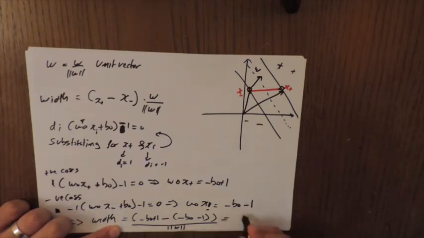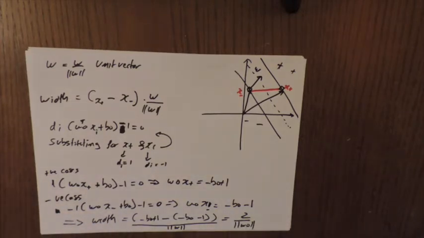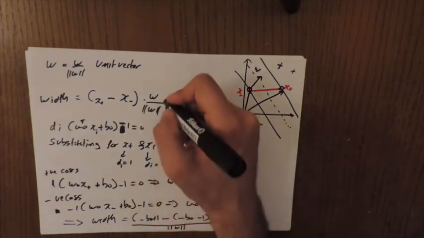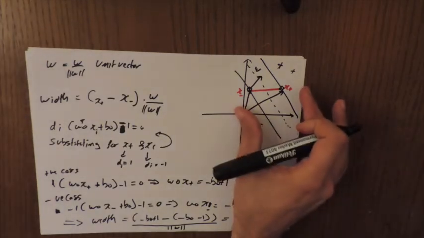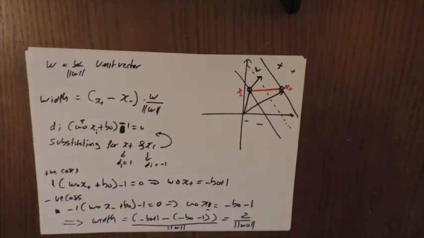This will be equal to 2 over the magnitude of w0, which is the optimal weight. Of course, since we're finding the optimal weight, we can use w0 just as a notation. So 2 over the magnitude of w0 is actually the width between those two. And what do we want to do with the width? We want to maximize the width.